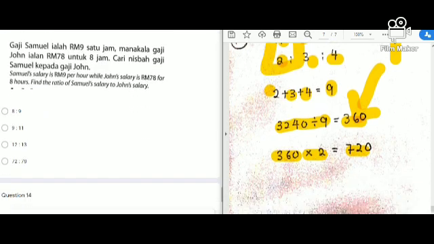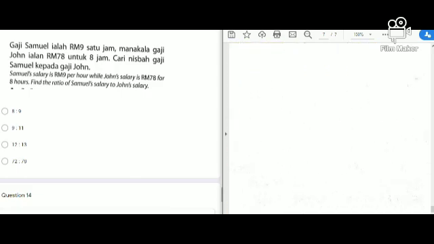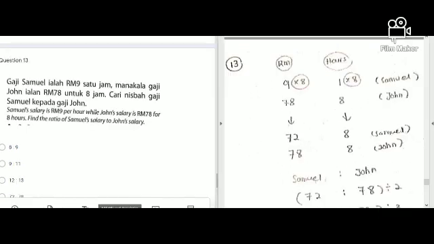Next question number 13. Okay, stop here first. Now we have come to question number 13. Samuel's salary is 9 ringgit per hour. So the variable here is ringgit and hour. For Samuel, you write 9 ringgit per hour means per 1 hour.